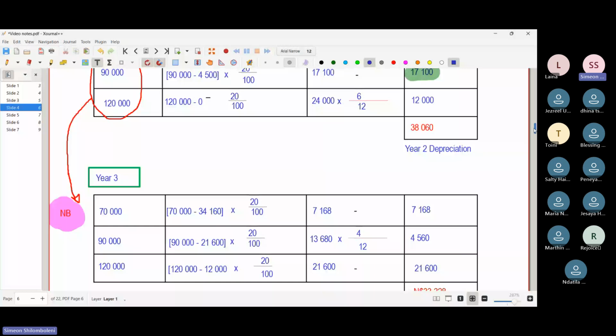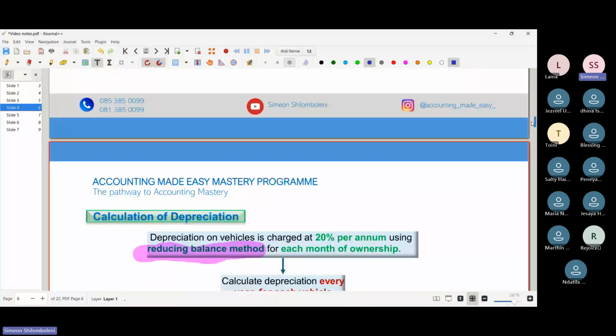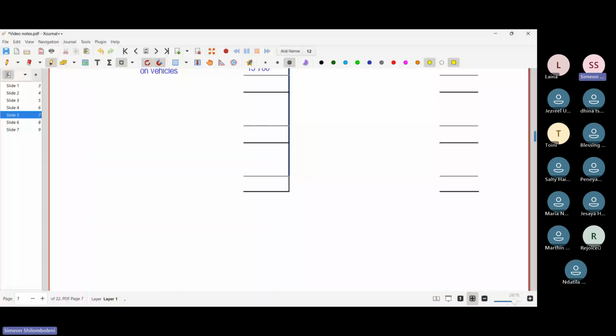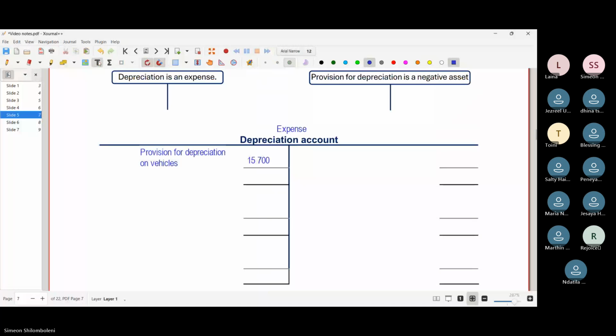You come to your financial table and check year 1 is here. What is the final date that we have? The final date that we have is 2023, 31st of May. May 31st. That's the one that you are going to write. So you come here, then you write 2023, May 31st.